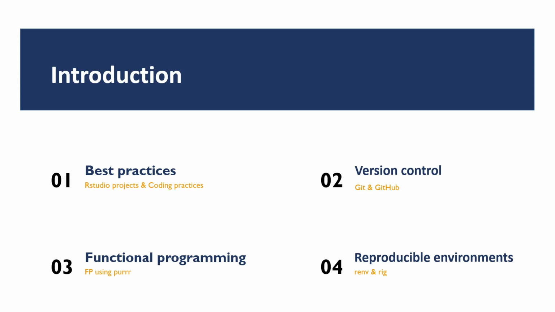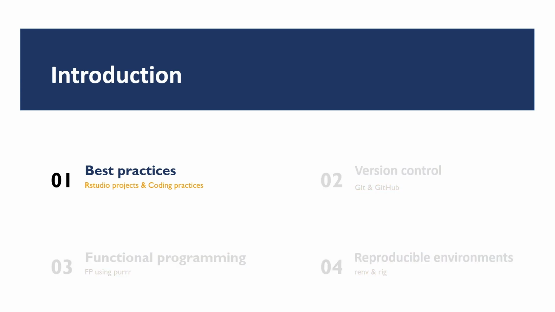This course can be divided into four main sections. In the first one, we will see the best practices of R, and we will work with RStudio projects, and also we will see the best coding practices. In the second section, we will work with version control and more specifically with Git and GitHub. In the third section, we will see the essentials about functional programming, and we will use functional programming using the purrr package. And finally, we will talk about reproducible environments with renv and rig. So we will see now what's inside the best practices section.